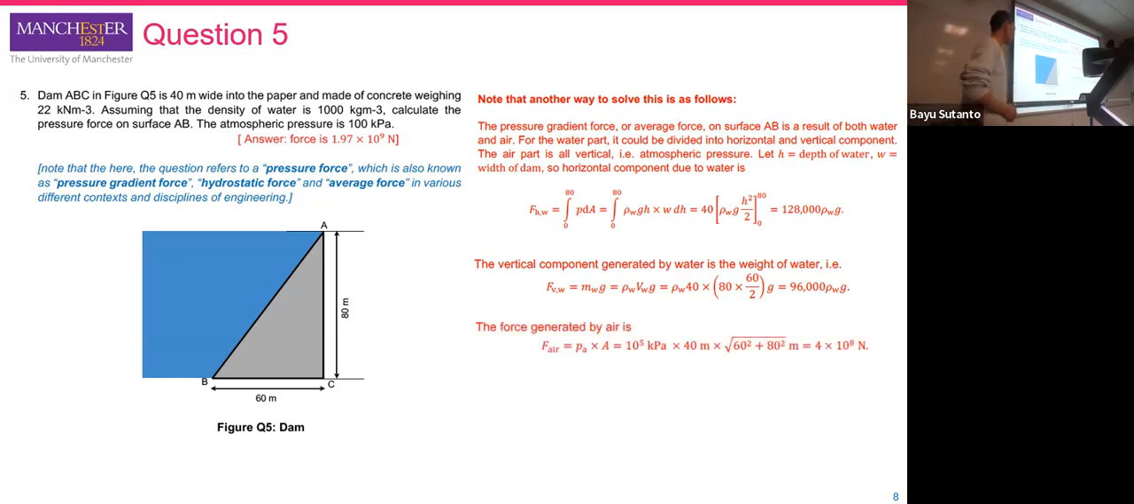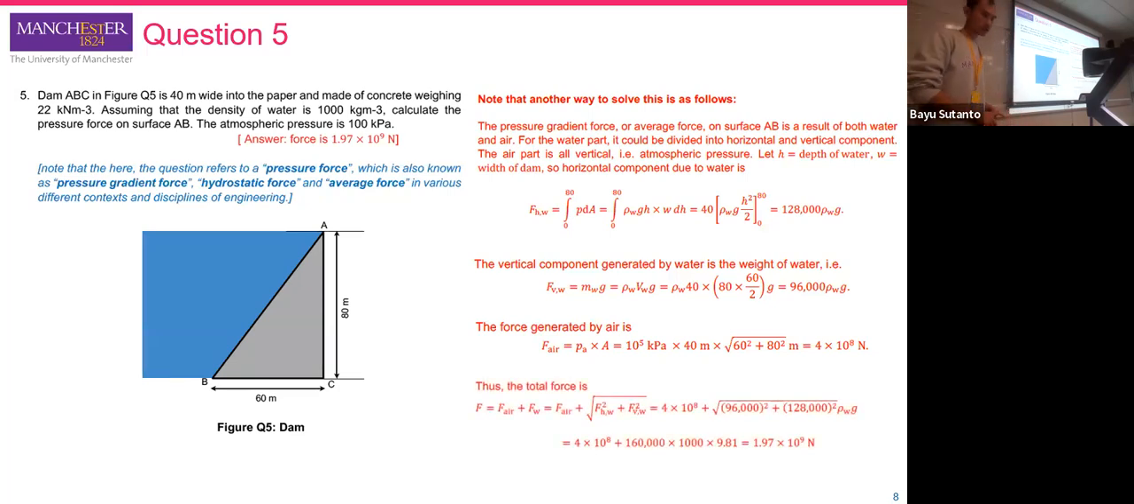And the force coming from the air, we already discussed before, comes from atmospheric pressure multiplied by area. Again, the area is 40 multiplied by 100, where 40 is the width. In total, the total force is the force coming from air plus the force coming from water.